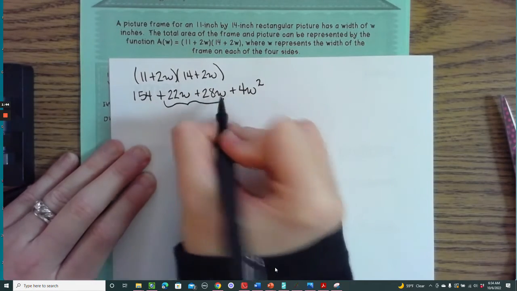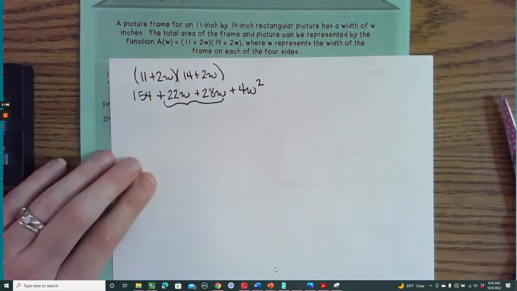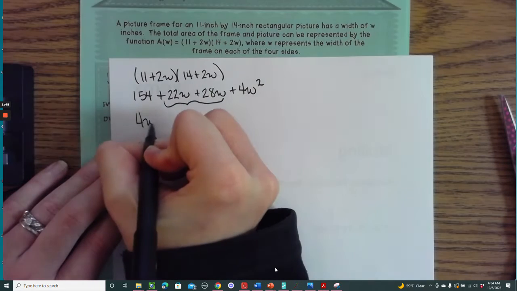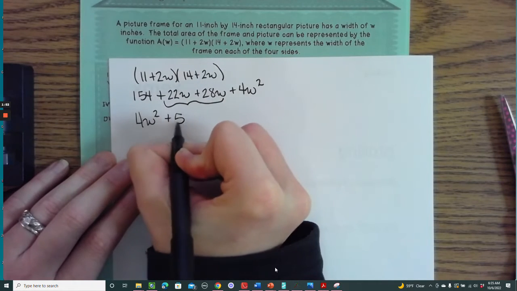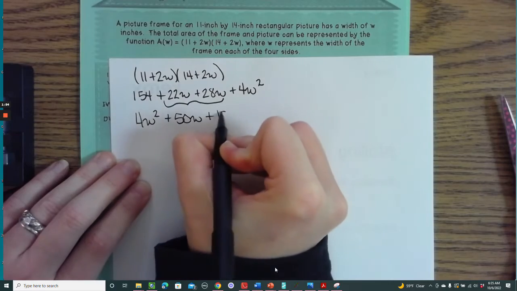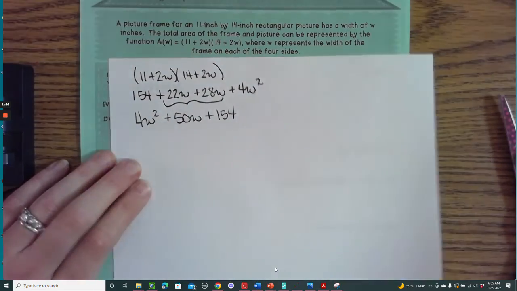So we can combine like terms, put things in order. So we would put 4W squared first. 22 plus 28 would give us 50W. And then the constant at the end.